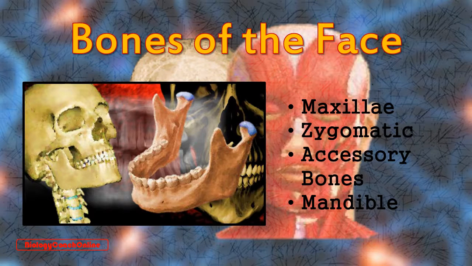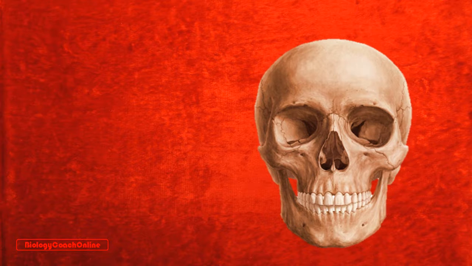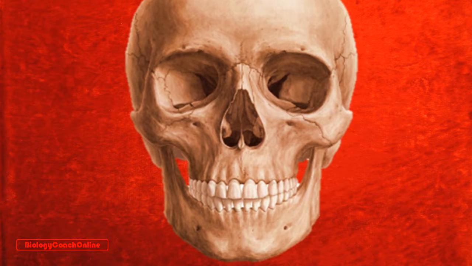So let's get started. You'll recall that the skull is made up of 22 articulating bones that can be divided into the cranium with its 8 bones, which you can now identify, and the face with its 14 bones. So here we identify the 14 facial bones. Now I don't want you to feel overwhelmed by the number 14 here, as most of the facial bones are paired bones.